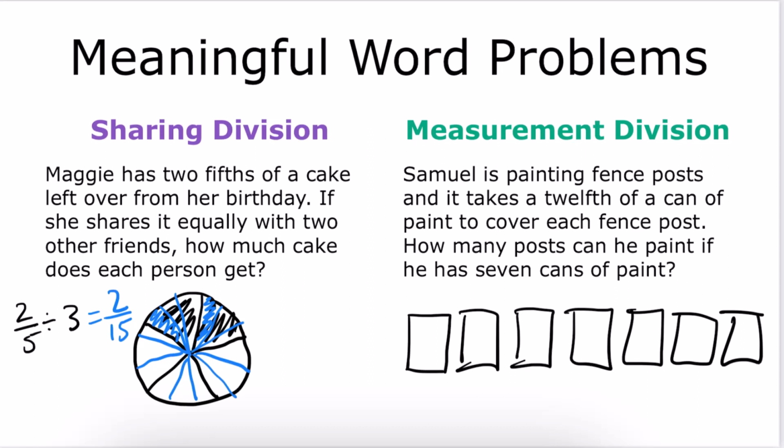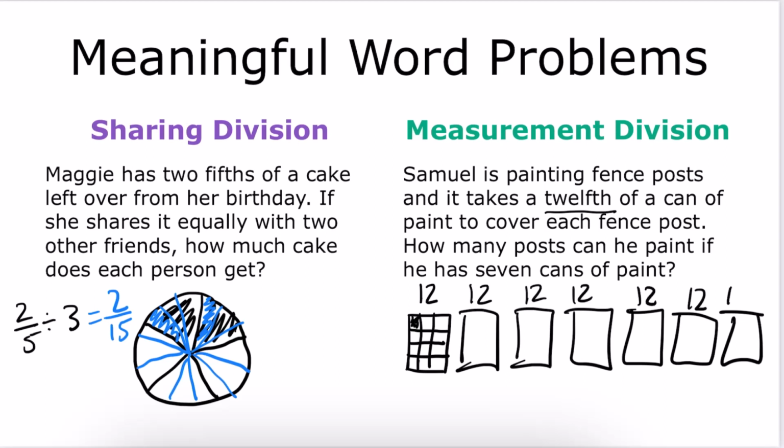And I want to know how much paint it will take or how many fence posts I can paint with these cans of paint. So it says that it takes 1/12 of a can to cover each fence post. So if I split up this can of paint into fourths and then thirds, basically this amount right here is the amount I need for 1 fence post. And that means that the first can of paint can be used to paint 12 fence posts. Then the second one can also be used to paint 12 fence posts, and so on and so forth.